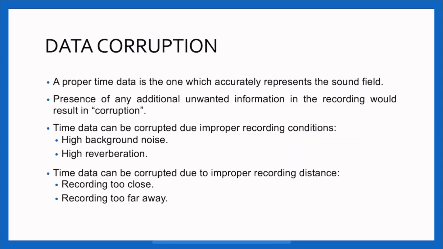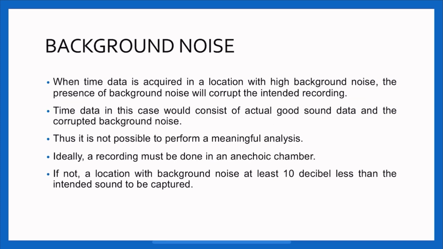So what are the different ways in which time data can get corrupted? First of all, proper time data is the one which accurately represents the sound field. If you have any additional unwanted information in that recording other than the one that you intend to capture, that is going to result in corruption. Time data can be corrupted due to improper recording conditions, such as high background noise or high reverberation. It can also be corrupted due to improper recording distance, just recording too close or too far away. We'll go through each of these cases in greater detail.